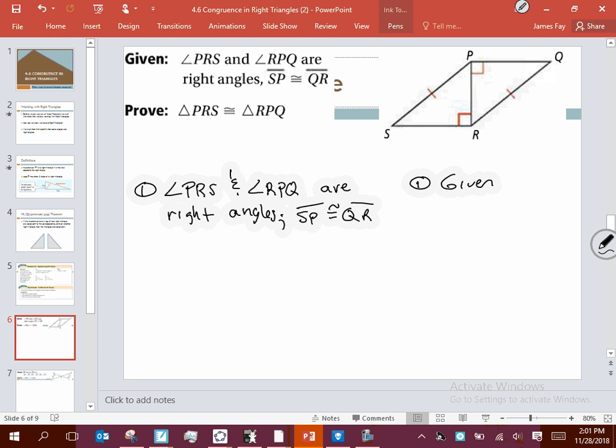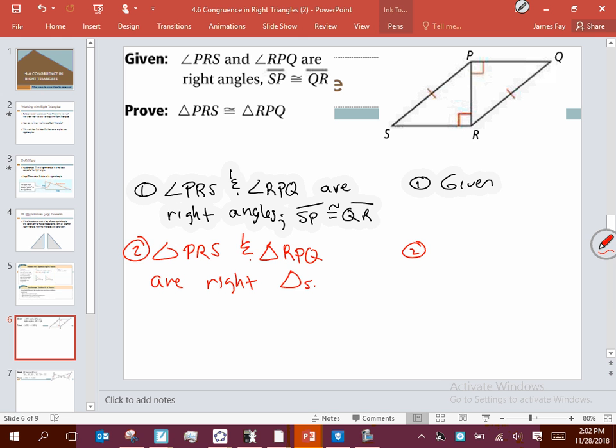So if that's the task, every time that you get right angles, it makes sense, I think, to say that triangle PRS is a right triangle, because it has a right angle in it. And we'll say the same thing for RPQ, because they have right angles in them. That's the step that I was saying is not necessary every time.